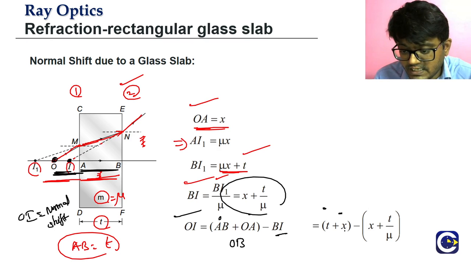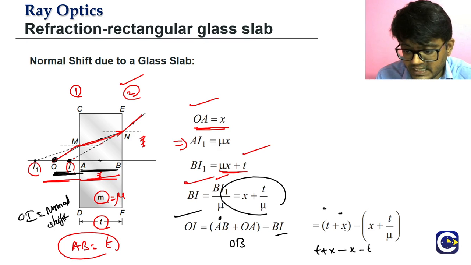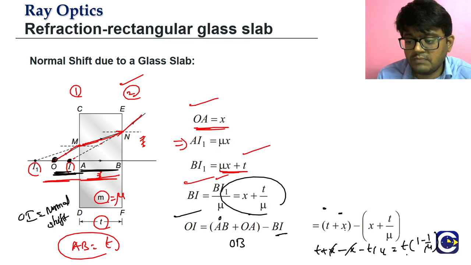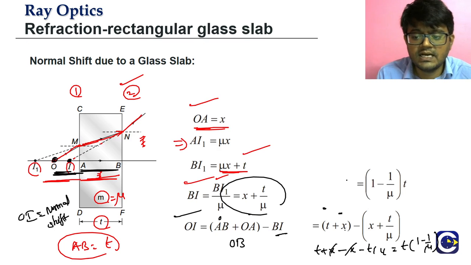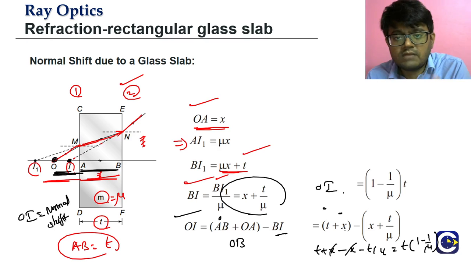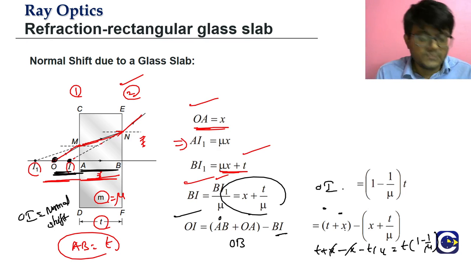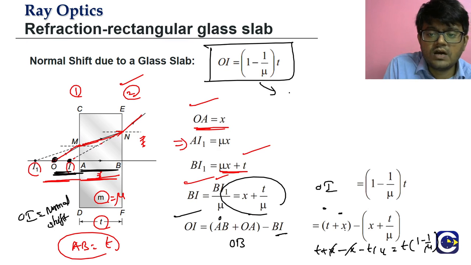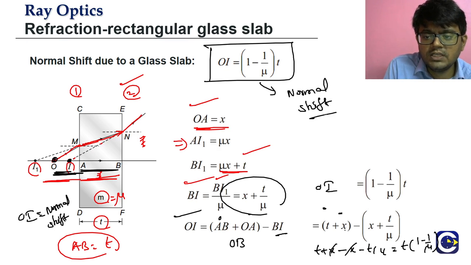So here we can see this is T plus x minus x minus T by mu. So plus x minus x is cancelled. We'll take T common outside, so we'll have 1 minus 1 by mu. So OI is 1 minus 1 by mu into T. This OI is what we'll be referring to as the normal shift.